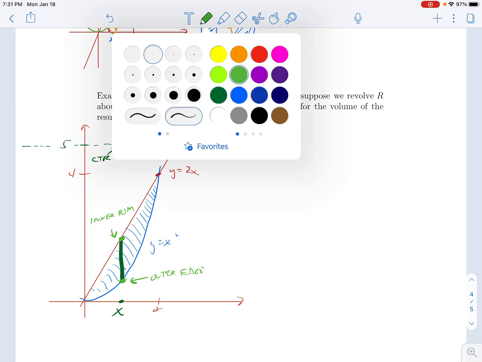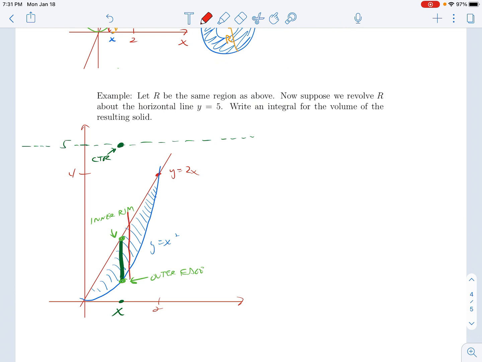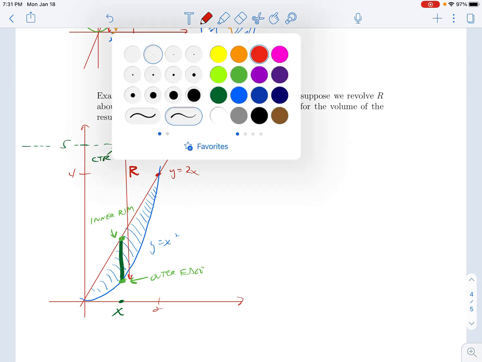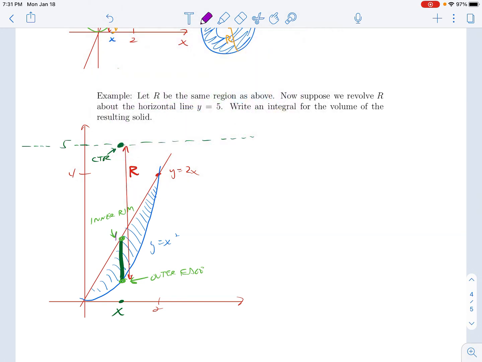So our big radius would be this distance, from the center to the outer rim, the outer edge. Our small radius would be to the inner rim. So for our big radius, the y-coordinate here is 5, and the y-coordinate here is x squared. How far apart are they? Top minus bottom is 5 minus x squared.